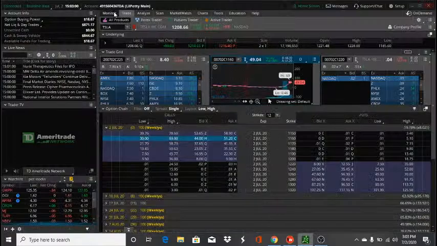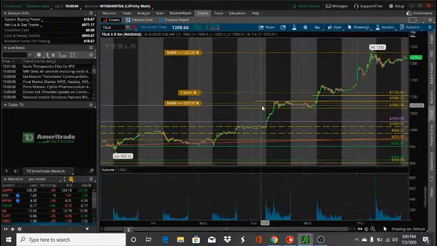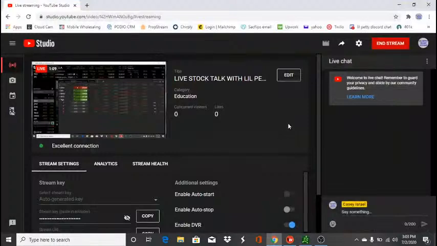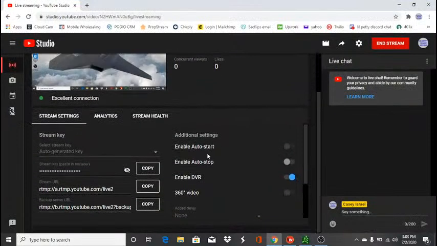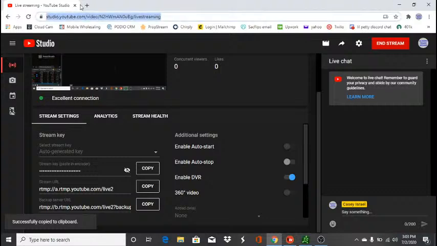But yeah, so we're gonna get all of this stuff set up, because right now when you open up Thinkorswim, this is what your normal setup would look like. So let me go ahead and copy this.